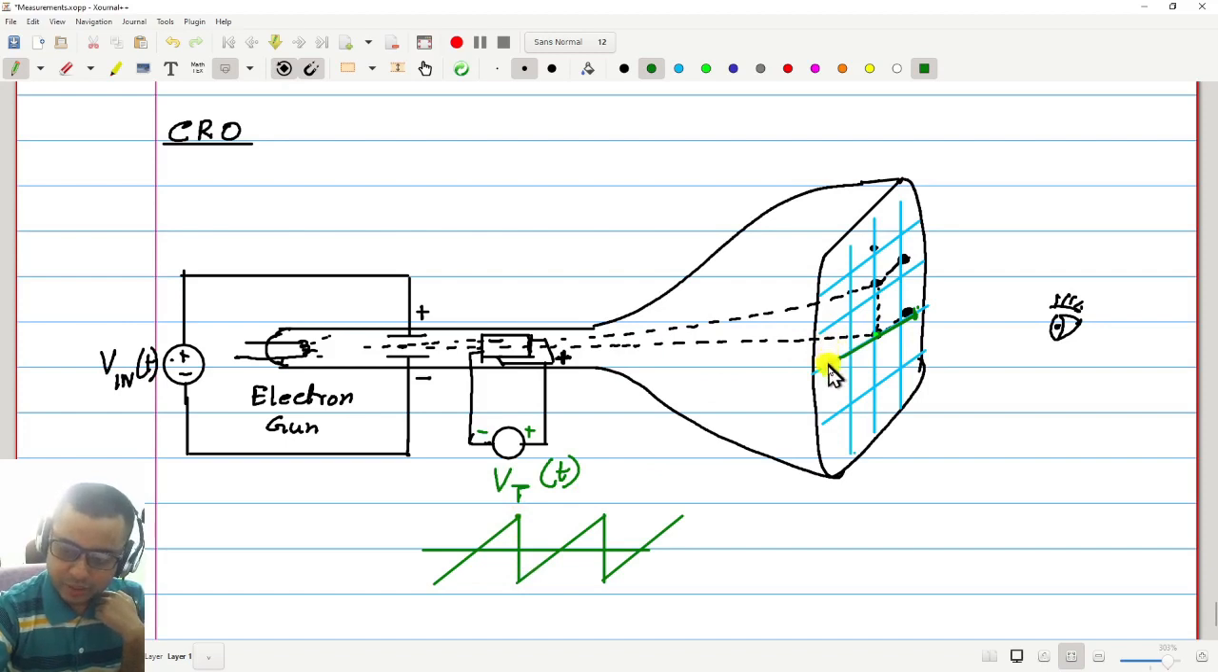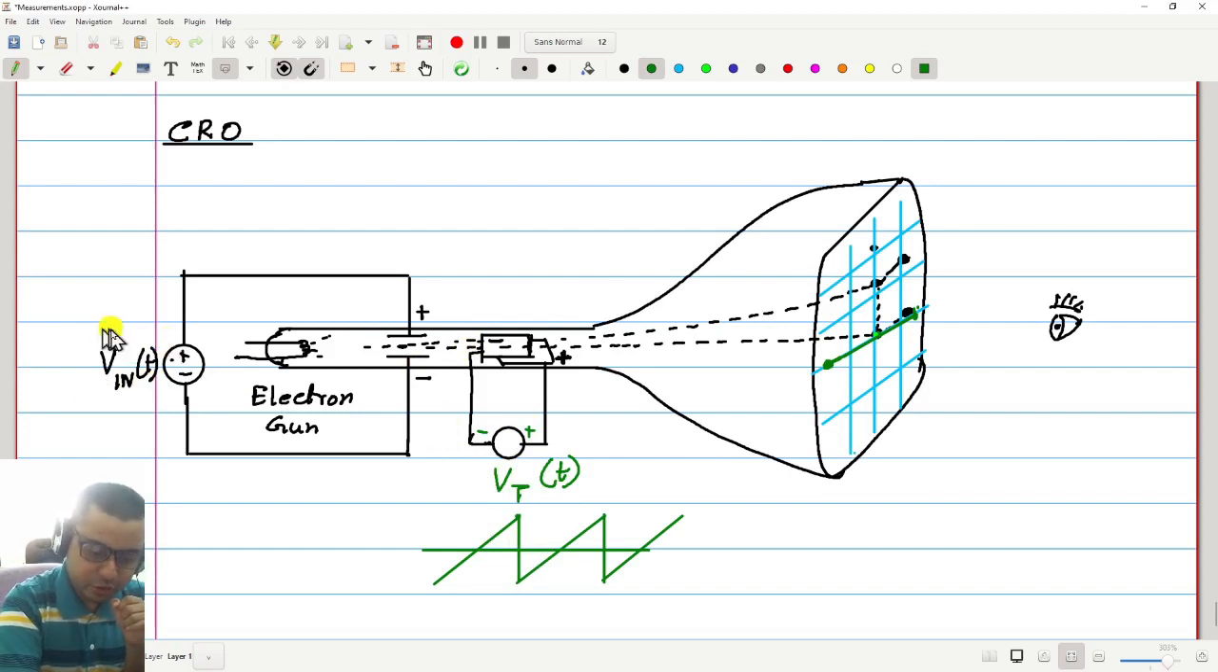So the electron beam will move like this. It goes, and then back suddenly. Then again it goes and back suddenly, like that. Okay. Now, what will happen if this voltage and this voltage both are applied at the same point, at the same time, at the same instant?